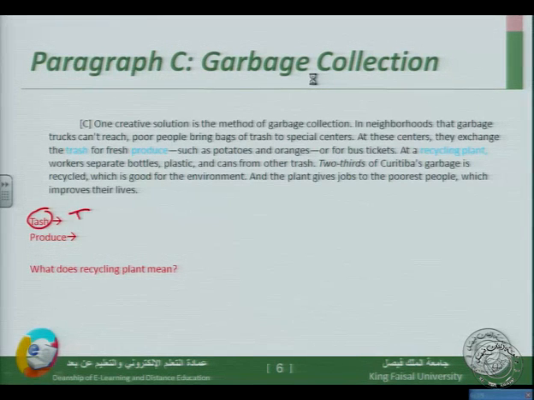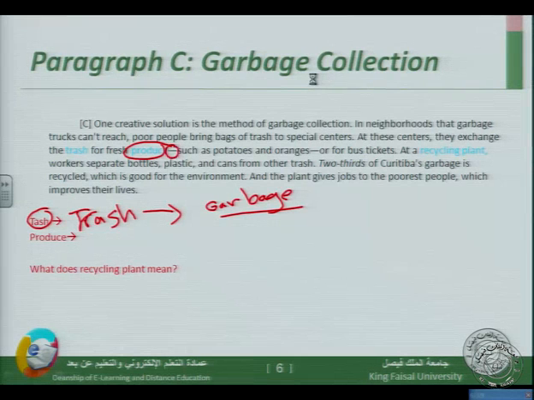Okay, here are the words. Actually, it is trash. What does trash mean? Trash means garbage. And what does produce mean? Here is produce. We have punctuation, such as. Here we have potatoes and oranges. They are products. Notice that such as gave the definition for produce. Like in other words. So you need to look at the punctuation and signs like in other words, such as, 2 commas, okay, to get the meaning from the context.